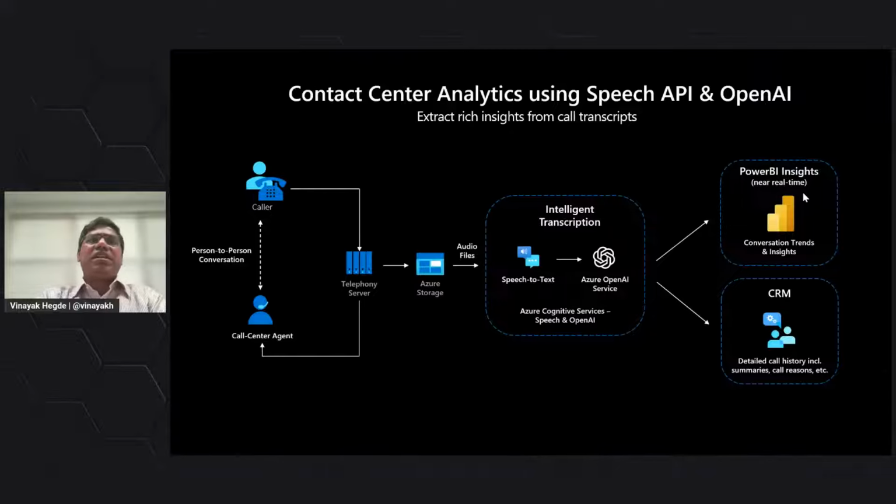And then you have the contact center analytics I talked about, right? This is that end-to-end scenario. There is a call center agent who is talking to the person. There's a telephony server, and the audio files go to Azure storage. Then you convert speech to text. Then intelligent transcription happens. Azure OpenAI is only one of the services, but you can use Azure Cognitive Services, for example Speech, and OpenAI together. And then you can power them through Power BI insights to see what trends are happening, and this can be very near real time, right?